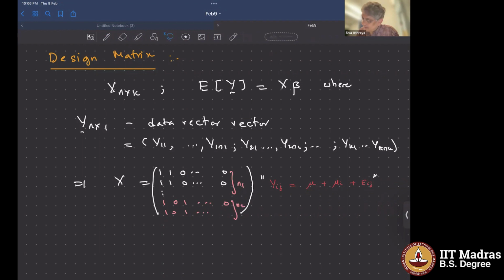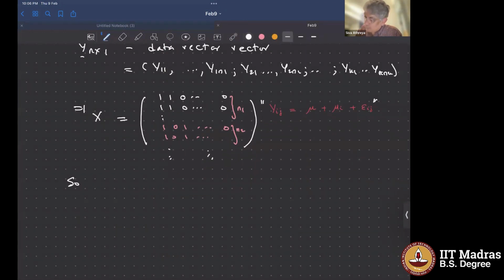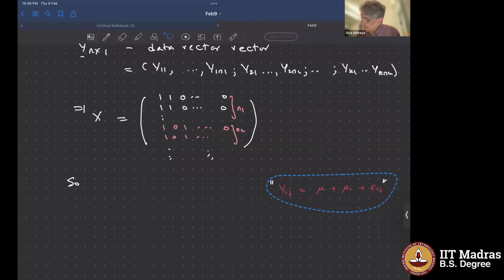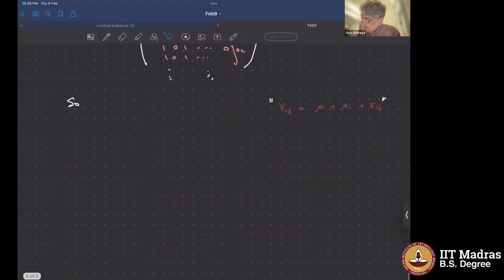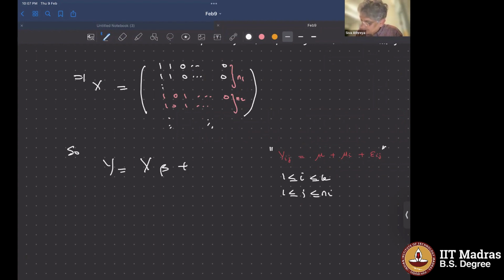It will look like this, and so on and so forth, all the way up to nk guys. Next n3 will be 1, 0, 0, 1, and so on and so forth. This is how the x will look. This will make the model. So if you want this particular model, such that the mean is x times beta, what we achieved is that for 1 less than or equal to i less than or equal to k, and 1 less than or equal to j less than or equal to ni, you will get y equal to x beta plus epsilon.